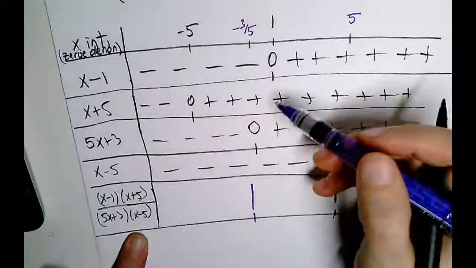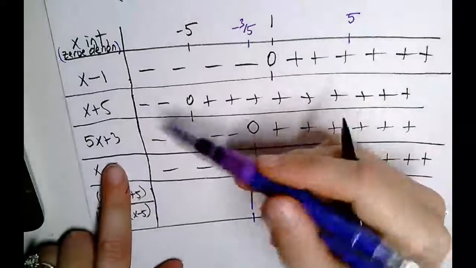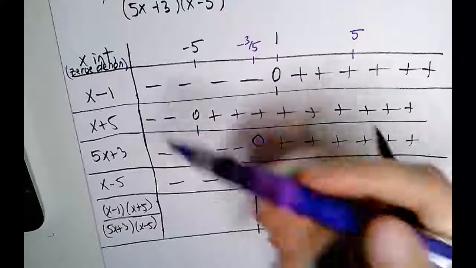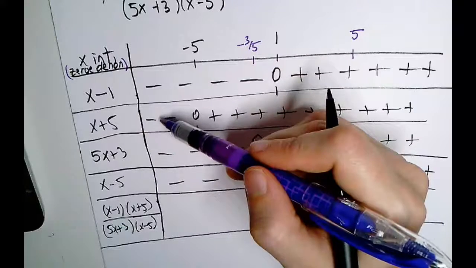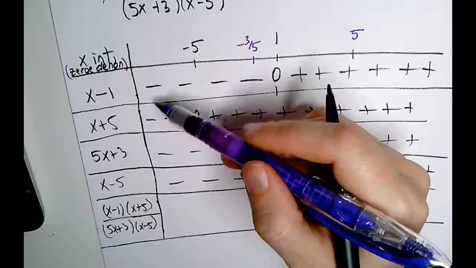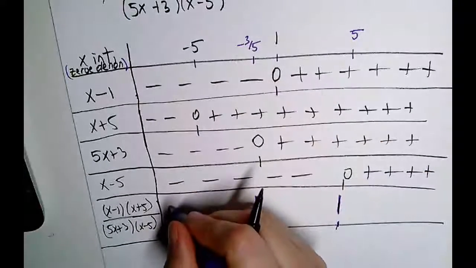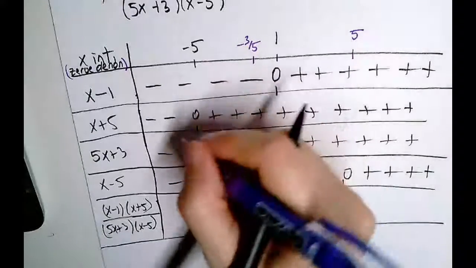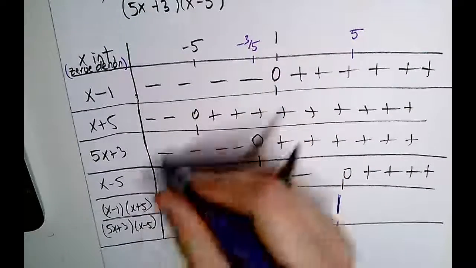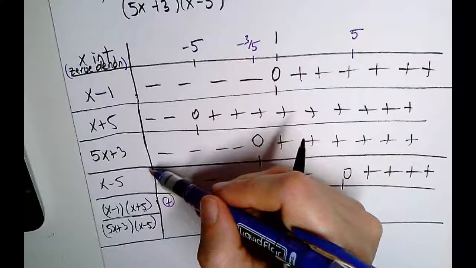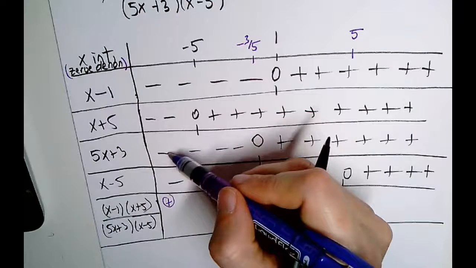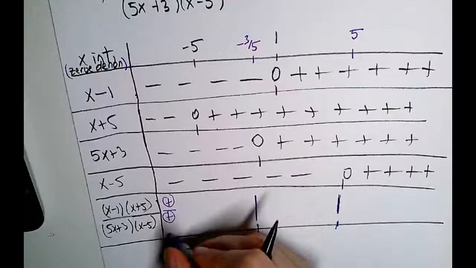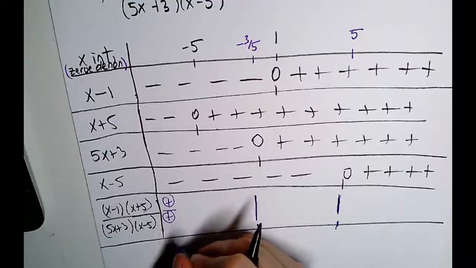Okay, so now I have x minus 1 times x plus 5. That's a minus times a minus, so this is going to be a positive. So it's a positive divided by 5x plus 3 times x minus 5, so a positive divided by another positive. So the answer is going to be a positive.